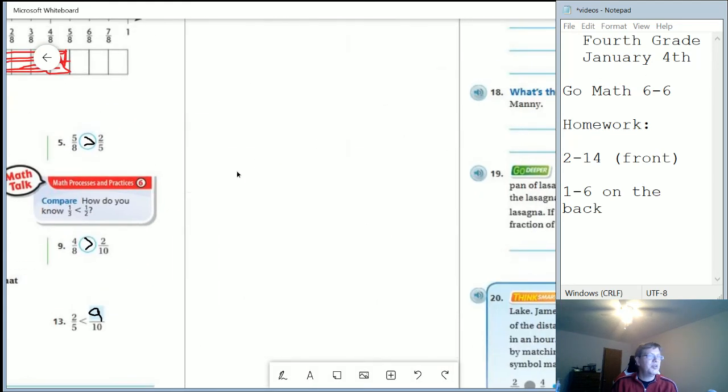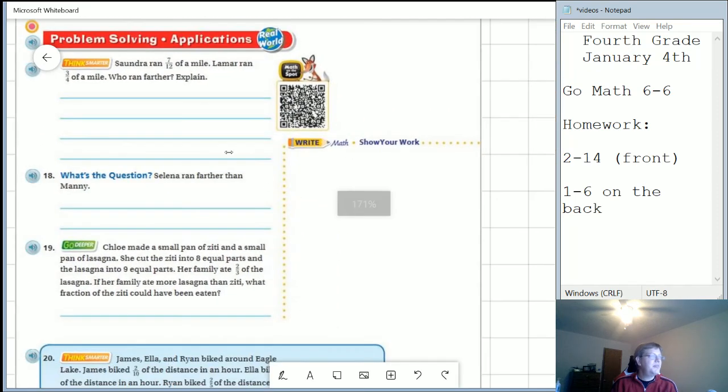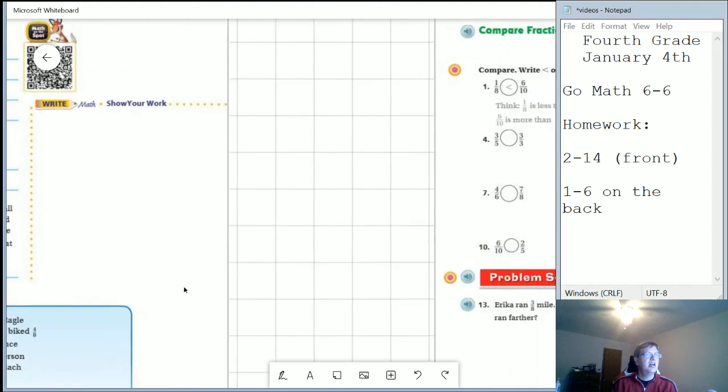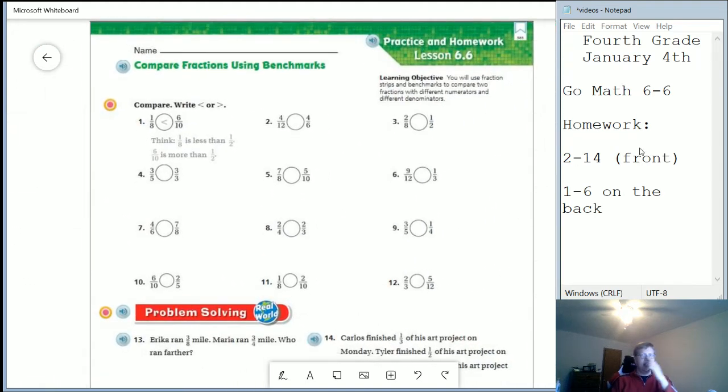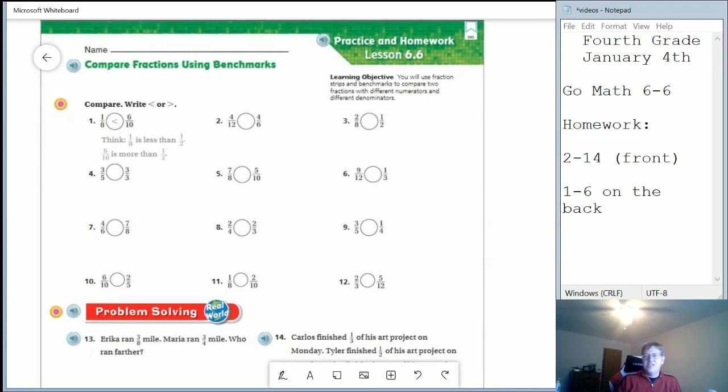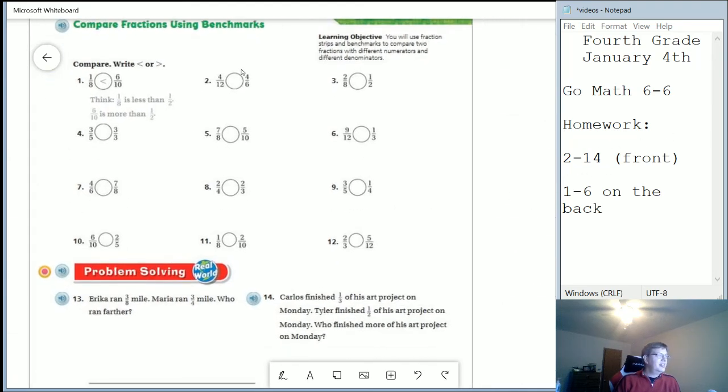Let's look at our homework real quick. So I'm going to skip over this page. I thought about doing this part here, but because time's kind of getting away from me a little bit, I want to look at the homework. So we are going to be doing number 2 through 14 on the front. So guess what? That's pretty much everything, except for the very bottom question on the front.